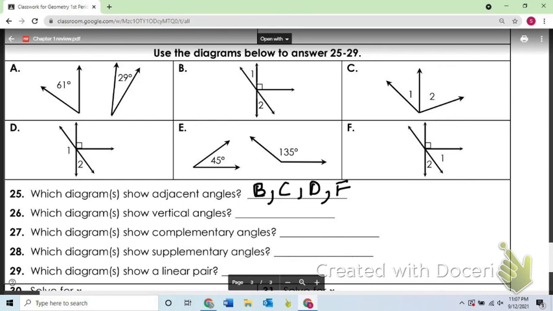Some of you might be looking at B and going, hold on a second, 1 and 2 aren't adjacent angles, which is true, but the diagram does show adjacent angles, even if it doesn't label them as 1 and 2. If you had not included B in your explanation, since 1 and 2 weren't adjacent, that's a reasonable position to take. Vertical angles, again, the only one labeled as vertical angles is B, but which diagram shows vertical angles? Well, B does, D does, and F does.